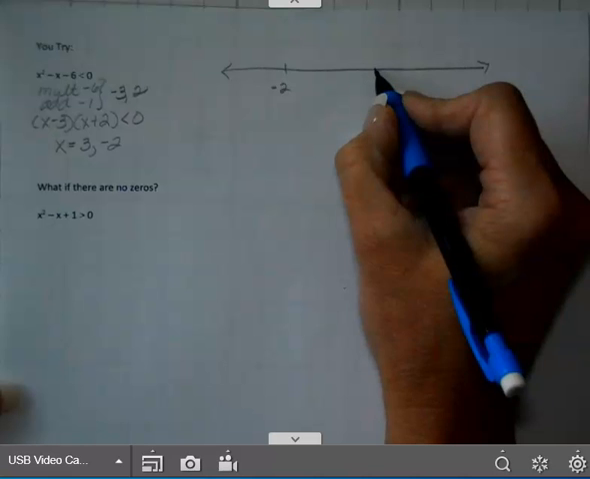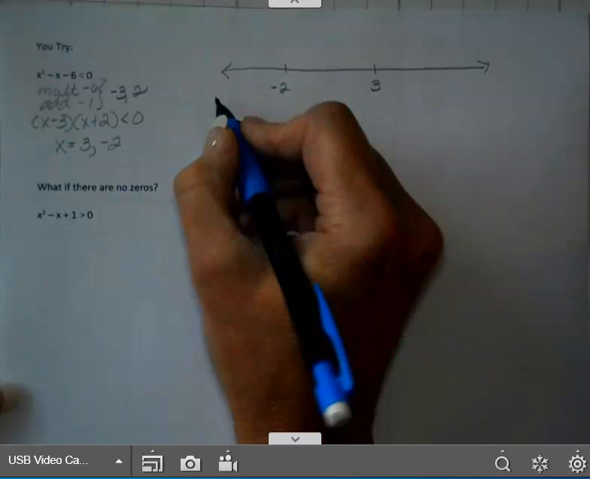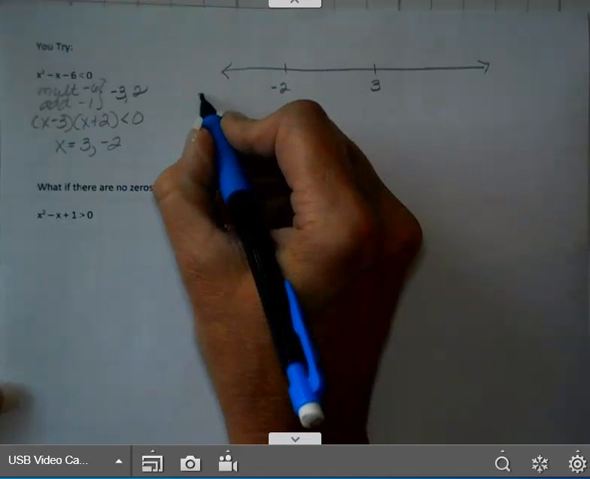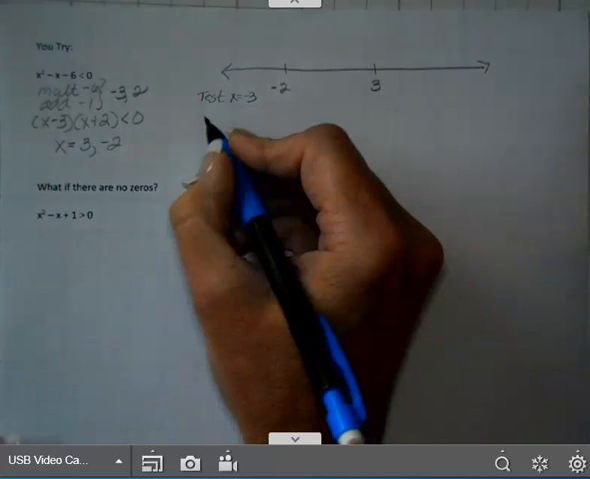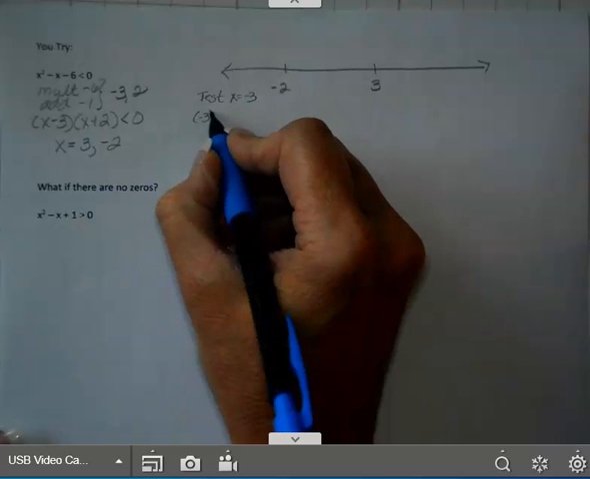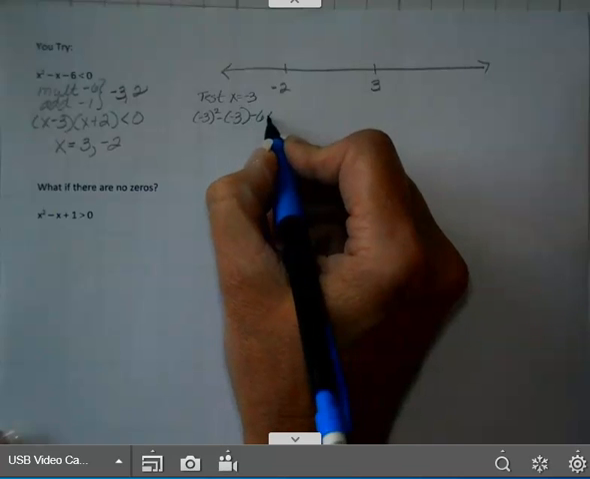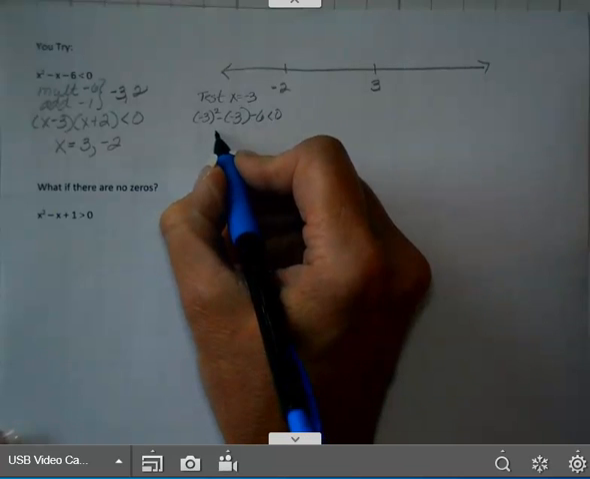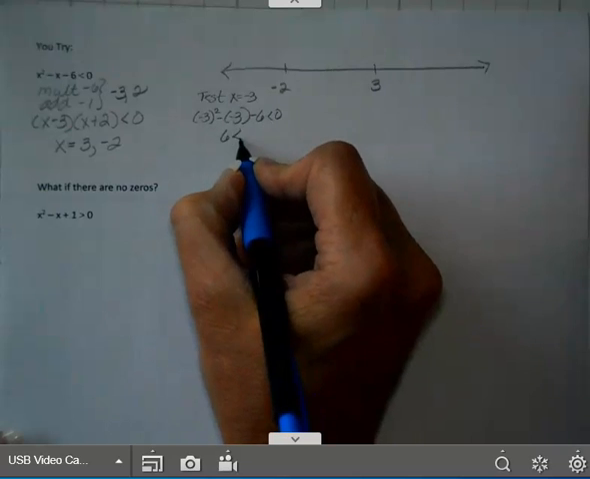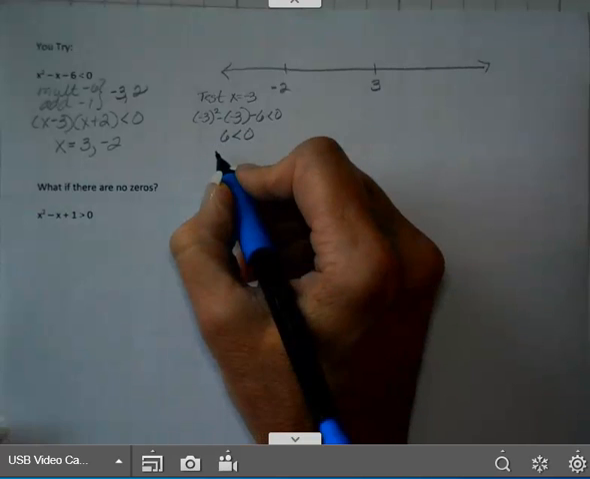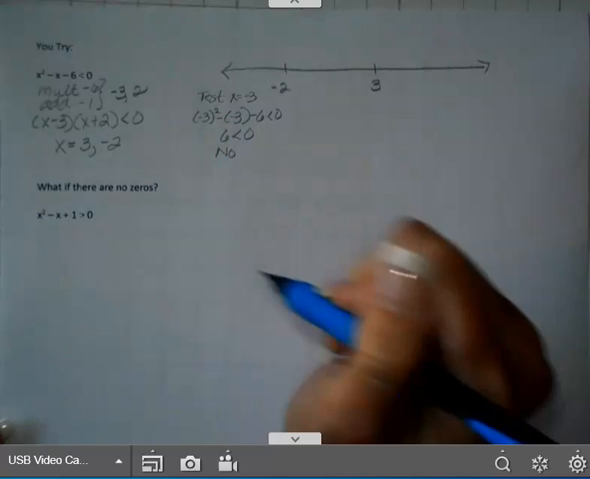So I have -2 here and 3 here. So let's test a value less than -2. So maybe test x equals -3. Plugging that in, I'll have -3 squared minus -3 minus 6. Is that less than 0? And when you simplify that, you'll get 6. Is 6 less than 0? No, that's not true. So that doesn't work for that section. So anything below -2 will not work.